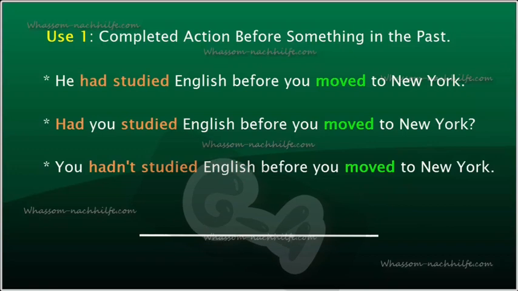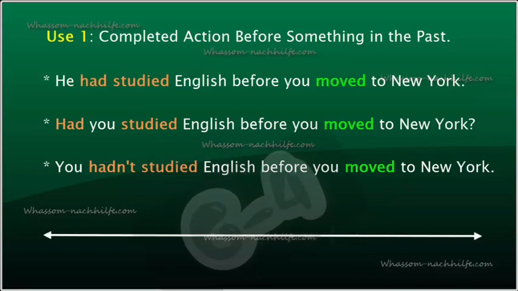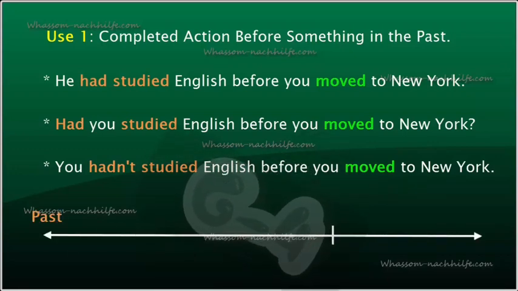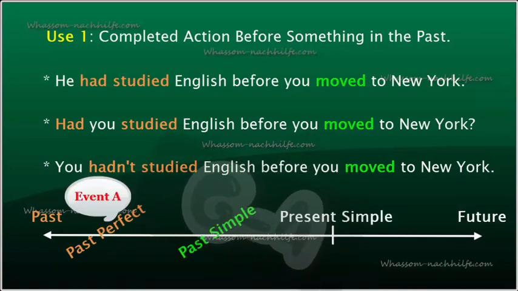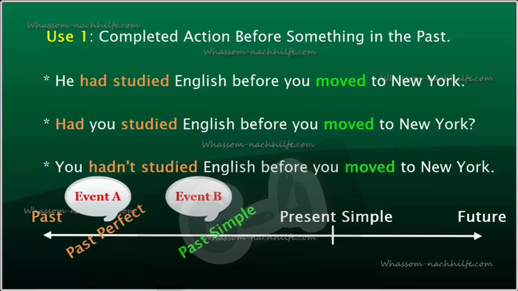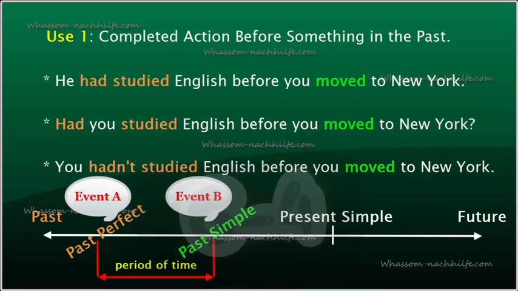And as you can see on the timeline right here, event A and event B are both in the past. And event A happened before event B. And between both, there is a gap of a period of time. And this period of time is what we call the duration.